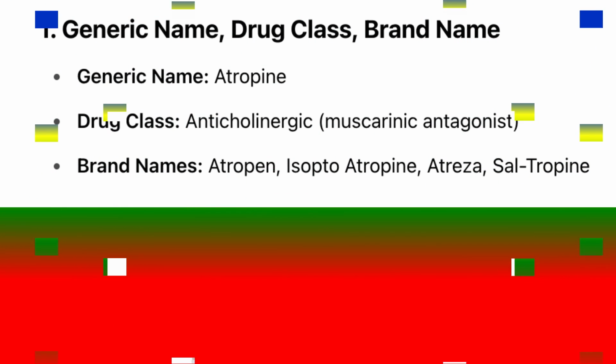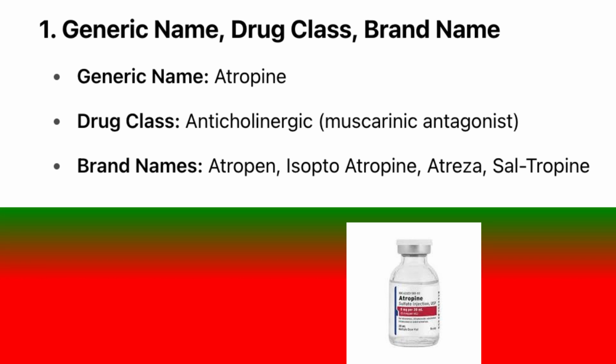Here's a detailed and organized drug guide for atropine. Generic name, drug class, brand name. Generic name: atropine. Drug class: anticholinergic, muscarinic antagonist.